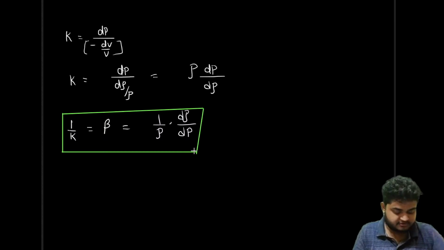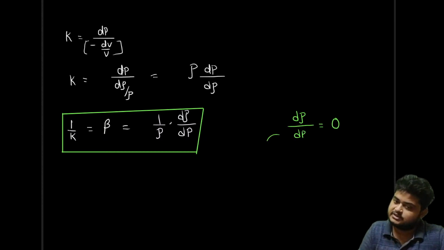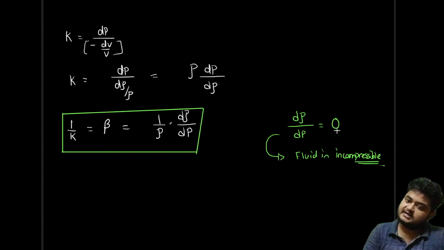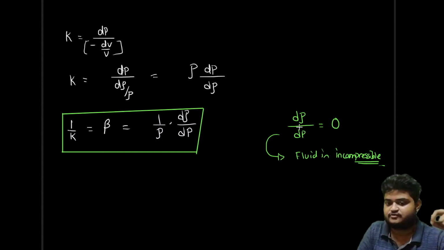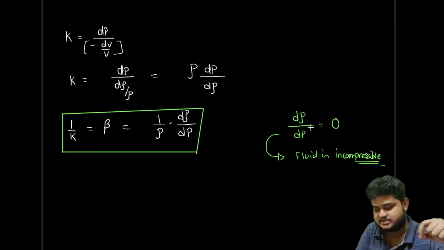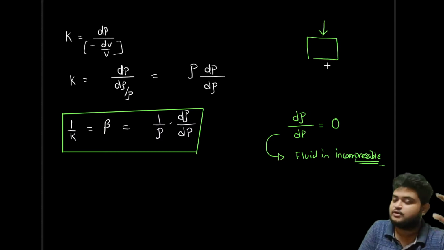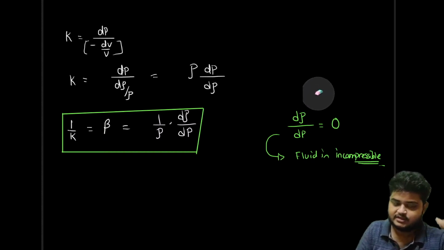So that is our compressibility, and obviously if the quantity d rho upon dp is 0, we can say that the fluid is incompressible. Basically, the ideal fluid is incompressible. For an ideal fluid, the change of density with respect to the change of pressure is 0. That means if you give pressure to an ideal fluid from the top, the volume will be unchanged. You cannot change the volume, so it is an incompressible fluid, right?